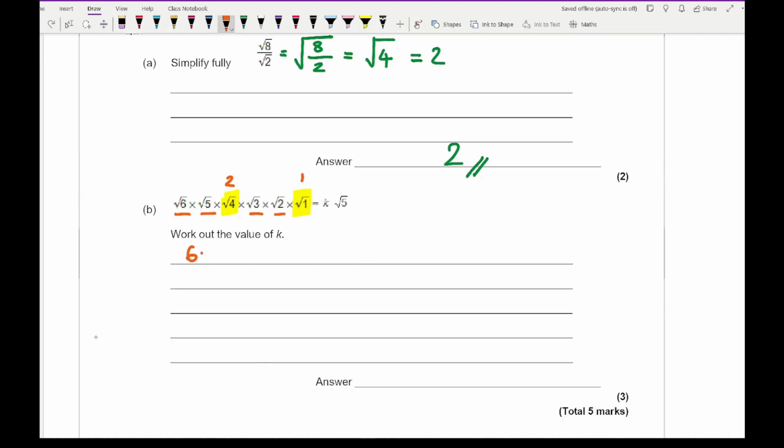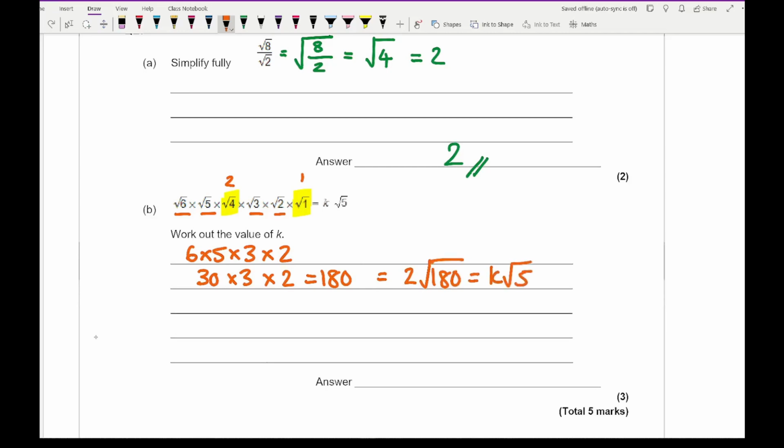So we've got 6 times 5 times 3 times 2. Well, 6 times 5 is 30, times 3 is 90, times 2 is 180, and 2 times 1 is 2, so that's going to give me an answer of 2 root 180 equals k root 5.